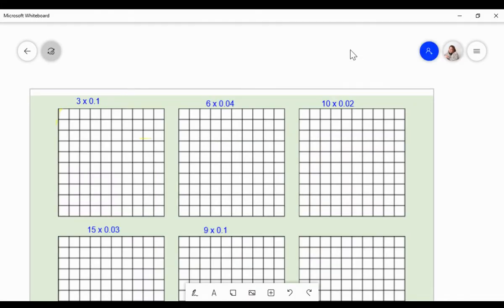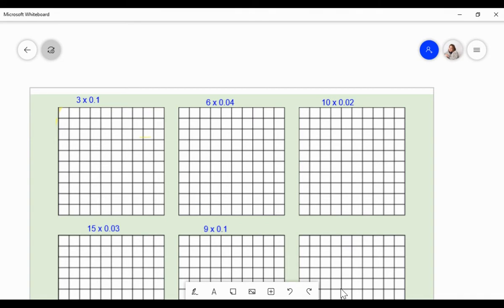Hey everyone. Okay, so for tonight's homework, this is what we were working on. You're going to have the 5 problems, and then you're going to create 4 problems of your own. So you'll do your own shading. Let's take a look at the first one.